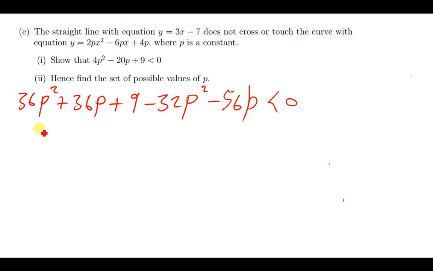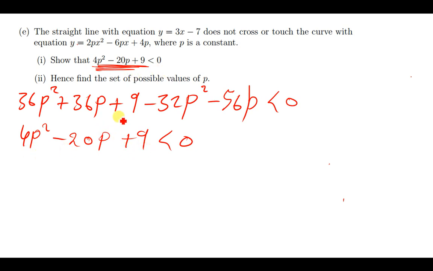Okay, so let us pair the like terms. When you pair 36p squared and negative 32p squared, we're going to have 4p squared. Then the other part that we can add is negative 56p and 36p. When you add these, they give negative 20p, and then we have positive 9, less than 0. So we can see that we have managed to show that this equation is equal to that.